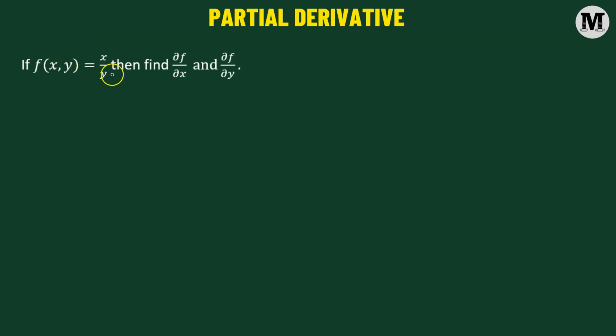So here we have a function given by x over y. We need to find out the value of the partial derivative of f with respect to x and the partial of f with respect to y. Let us begin. So we start with a given function.